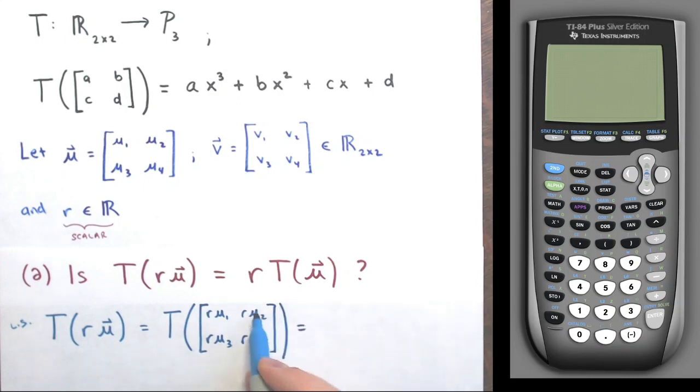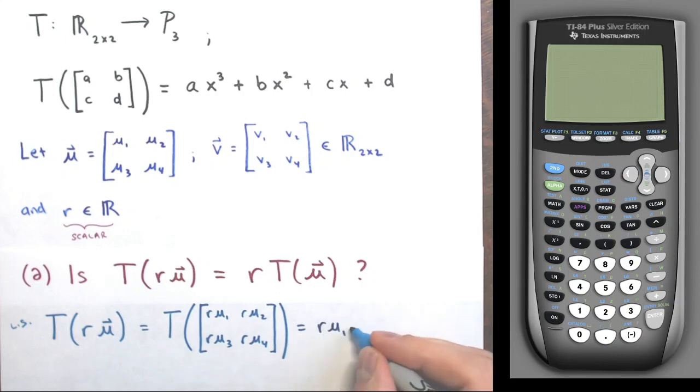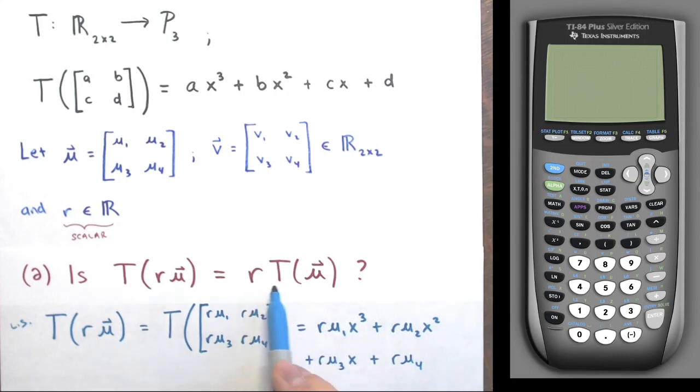And then I actually take this now, this RU, and apply the rule of T to it. So this is A, this is B, this is C, this is D now. And I'm getting RU1 times x cubed plus RU2 times x squared plus RU3 times x, then plus RU4. Wonderful. And that's as simple as that would get. There's no parentheses, nothing to distribute or anything like that. Okay, and then I'm going to do the same on the other side.